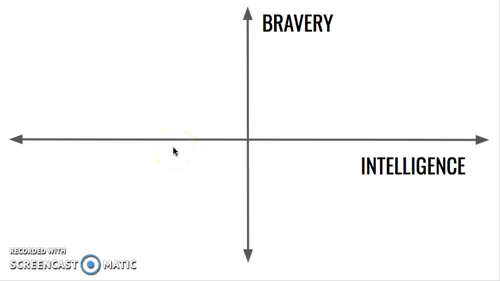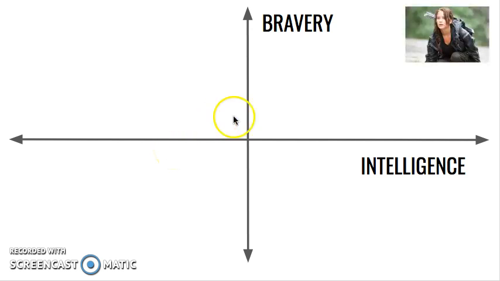So if we're plotting those characters again, I would put Katniss all the way up here in the corner. I think she is extremely brave. So we're going up and down. I think she's extremely brave because she volunteers as tribute for her sister. She's trying to save everybody, standing up to her government in her book or movie. So she's extremely brave. That's why she's all the way up at the top. I also think she's very, very smart and intelligent. So that's why I put her all the way over here on this spectrum. Okay, you can kind of see why she's over there.